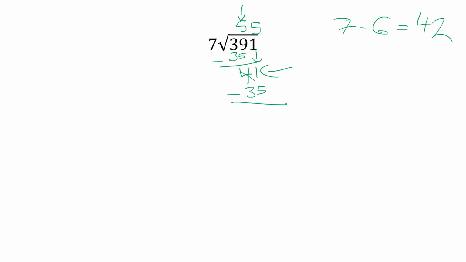We'll have to borrow from our 4, turn our 5 into 11. That's 6. Okay, no more numbers over here that we bring down. There's nothing left here. We're just left with this 6 hanging out there with nothing to do with it. It is going to become our remainder. So our answer here is 55, remainder 6.